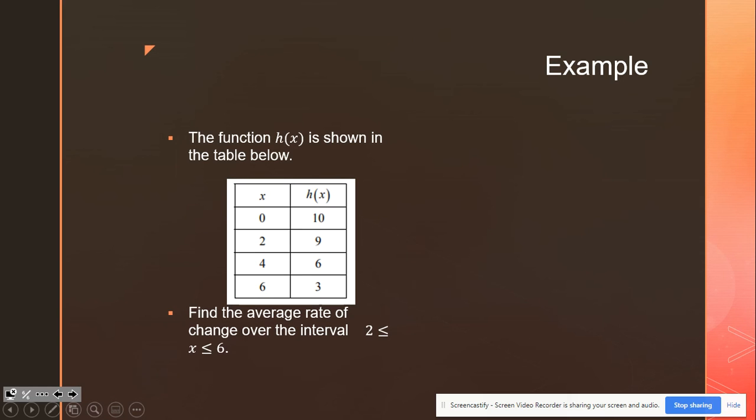Here's the last example. I give you a function table and want you to find the average rate of change over the interval 2 to 6. Pause the video at this point to give yourself a chance to try it on your own.